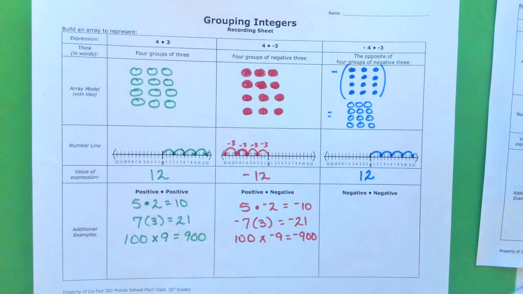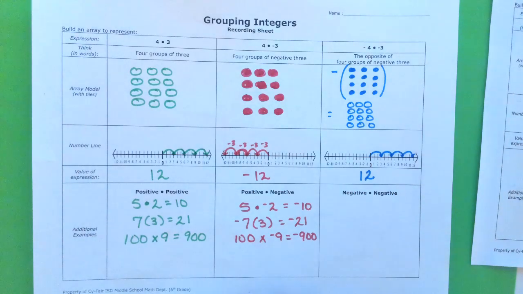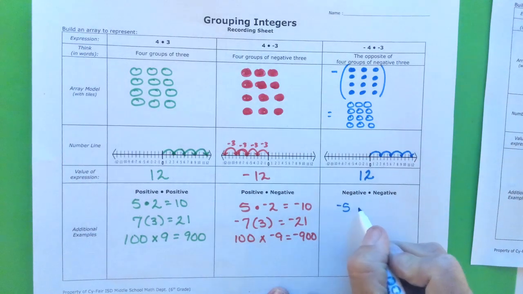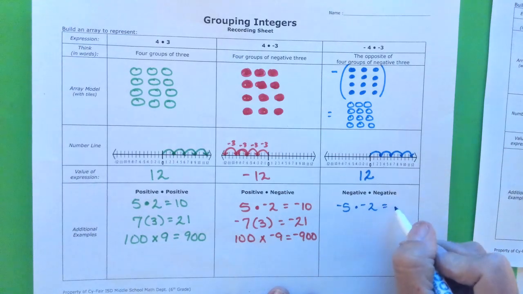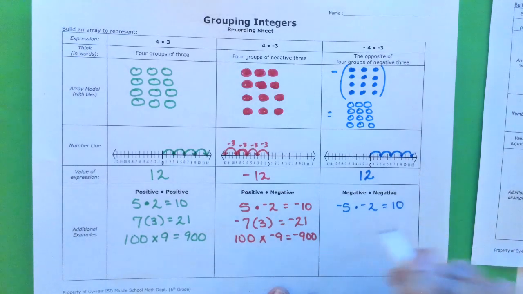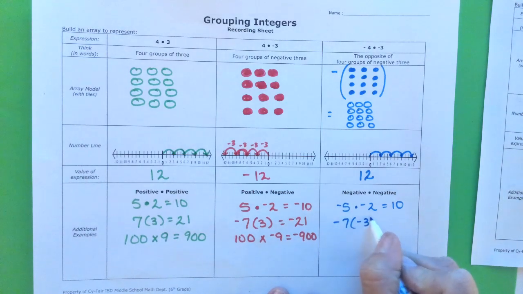All right. Other examples of negative times a negative. Negative 5 times negative 2. Negative times a negative gets us back to a positive. Then we have a negative 7 times a negative 3.